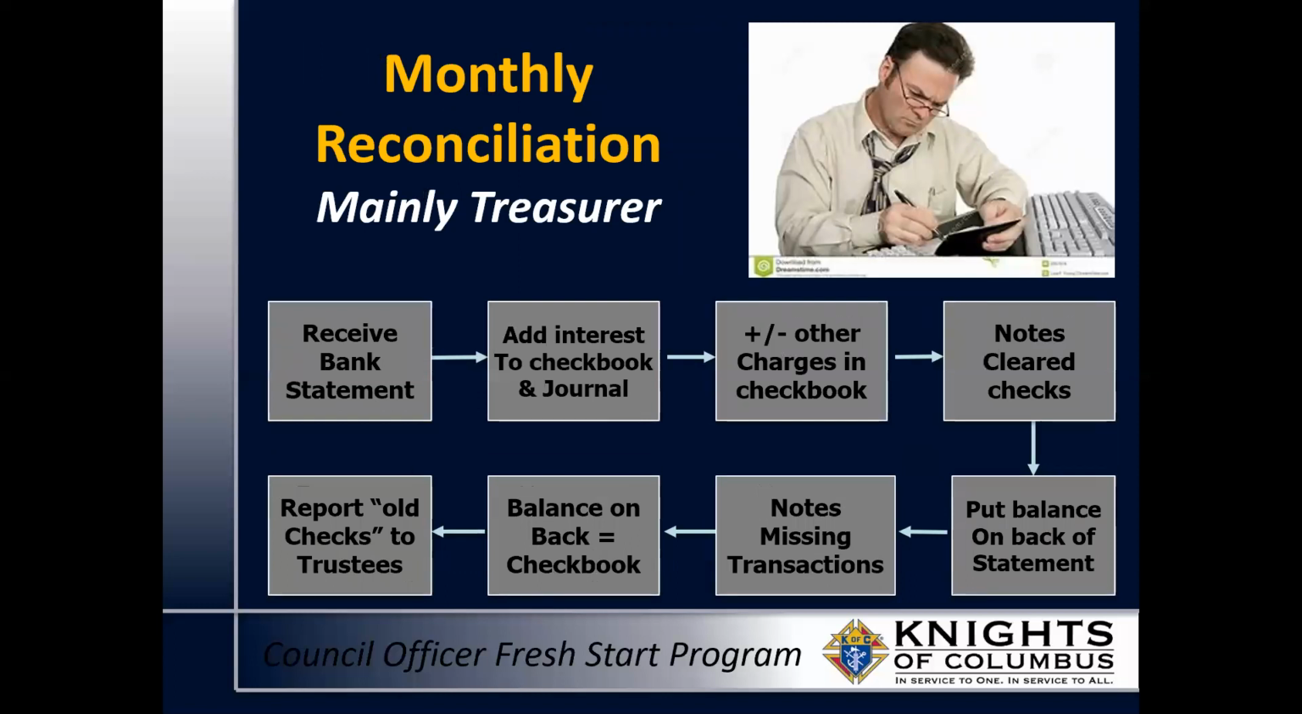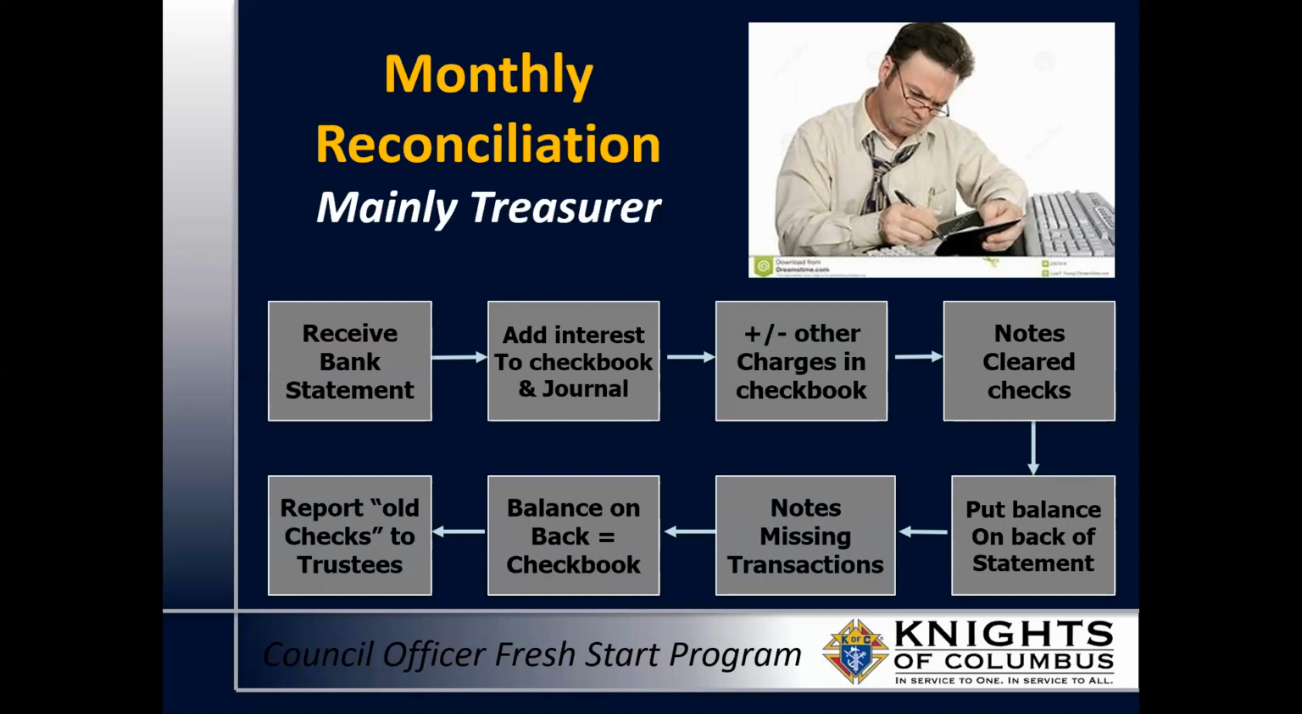Here's the important part, of course, the monthly reconciliation. We talked about this before. At the end of the month, the treasurer should be receiving a bank statement. He takes that bank statement, adds any interest to his journal if there is interest-bearing checking, and any other changes, if there are any bank charges, anything like that that came with the billing or with the statement itself, enters those in, takes off the cleared checks and puts the balance in there.